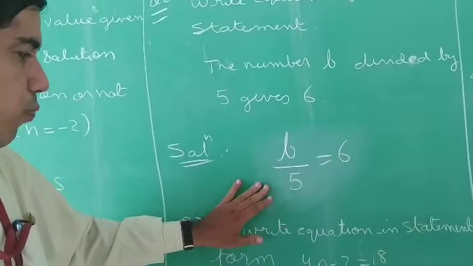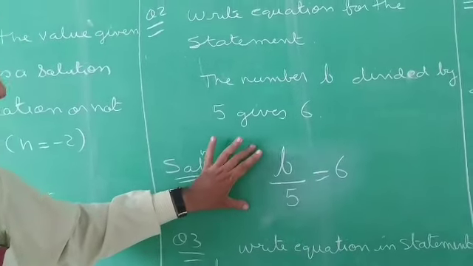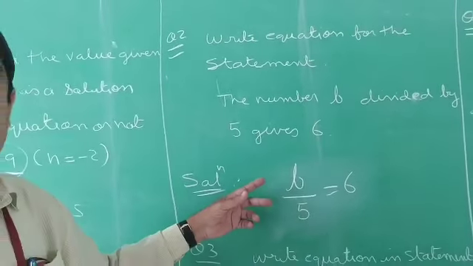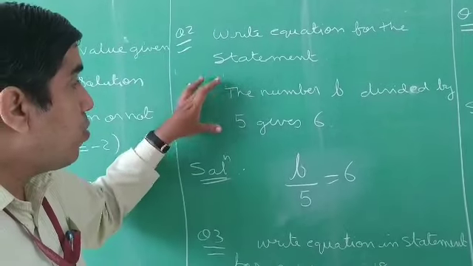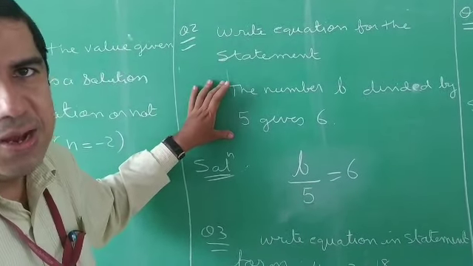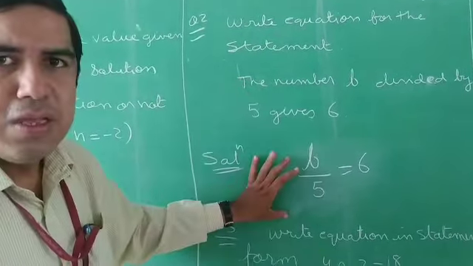Now you can see it is very easy. But sometimes if two operations are done, then it becomes complicated. Try to read the statement 2 or 3 times, try to understand, and then write the equation.